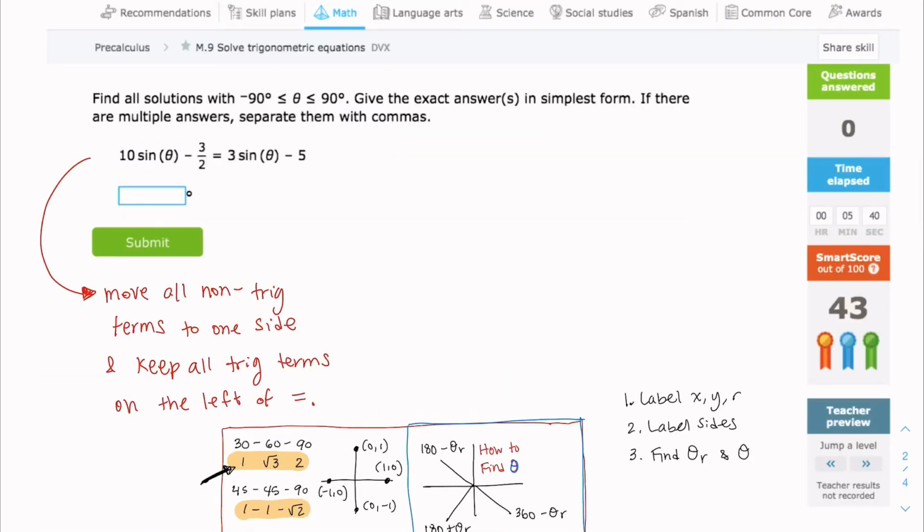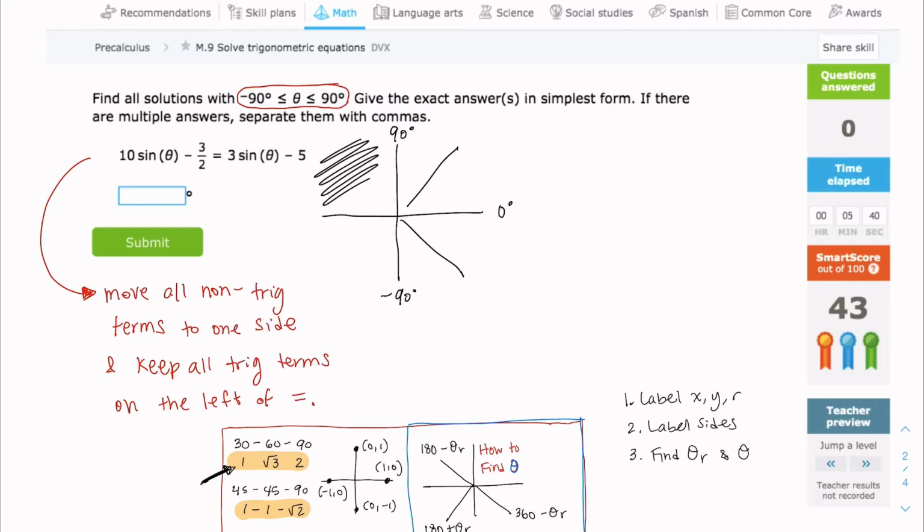So again, we're looking for solutions between negative 90 degrees and 90 degrees. Good. I know I'll be entering in degrees. That's one less step to worry about. So first, let's draw our quadrants. So which quadrants are we allowed in if we're between negative 90 and 90? If you said quadrants 4 and 1, then you're correct. It's just like the last problem. So we're not allowed to be in quadrants 2 or 3 again.